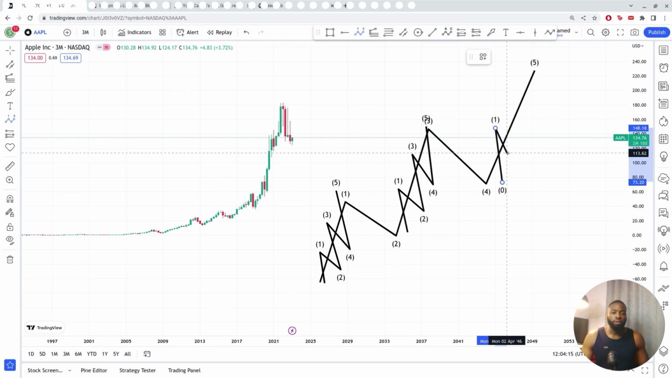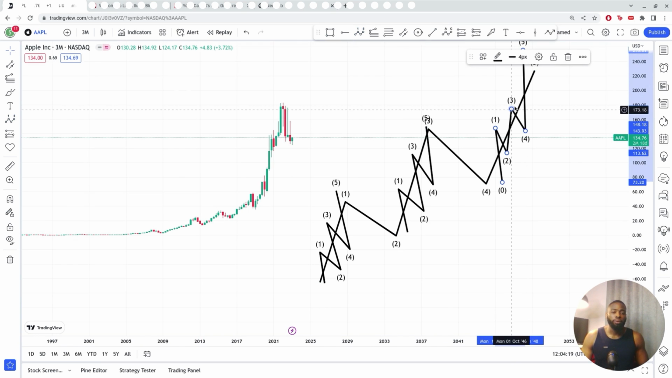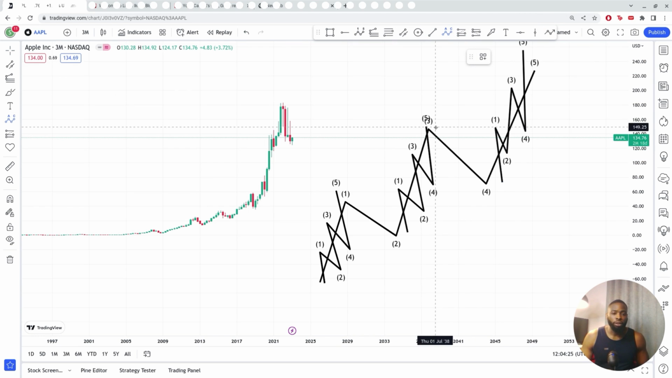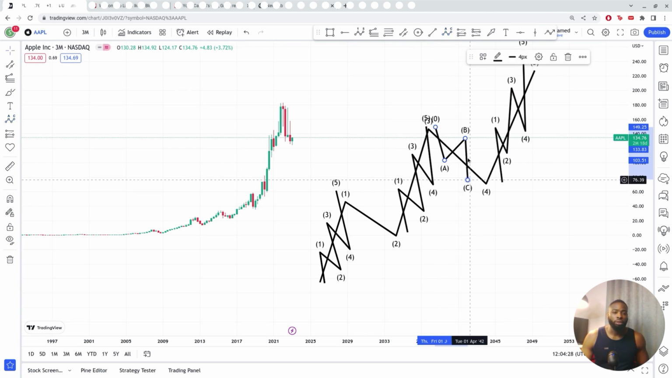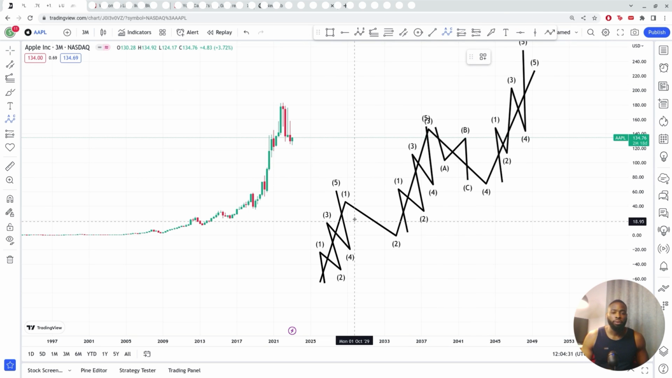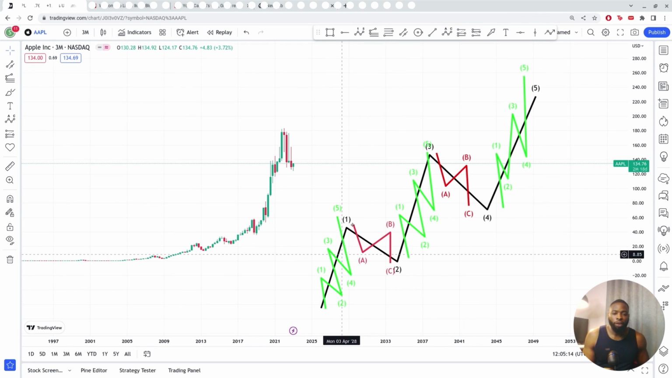The impulsive wave is always a 5-wave pattern, and the corrective waves are 3-wave patterns. This is the 5-wave pattern, and within the 5-wave pattern you have fractals. These smaller waves are called fractals. You can see them by going down to the lower time frame.